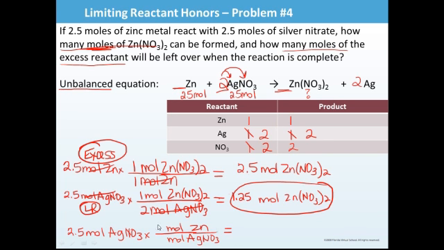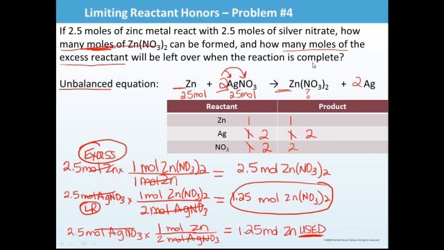Look at my balanced equation. I see zinc has a coefficient of 1, silver nitrate has a coefficient of 2, so I'm going to convert that, cancel those units, and we see that I'm going to have 1.25 moles of zinc. Now remember, this is how much I'm going to use. Okay, 1.25 moles of zinc used.